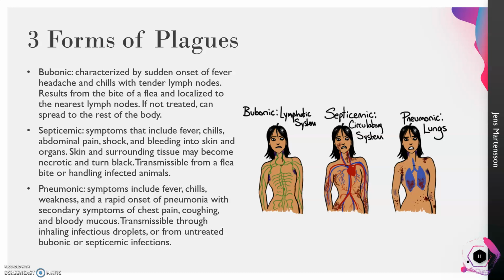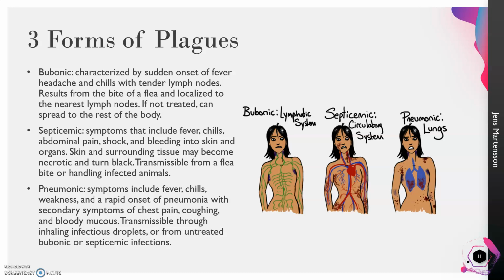The septicemic one is more focused on the circulatory system. The symptoms can include fever, chills, abdominal pain, shock, and bleeding to skin and organs. The skin surrounding becomes necrotic, meaning the skin is dying and turns black.